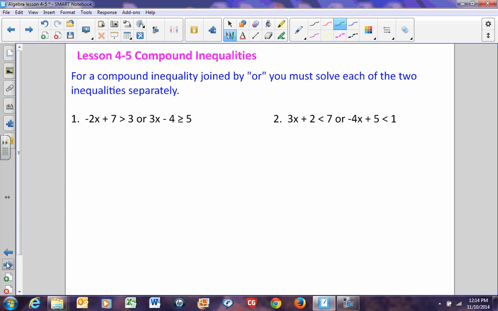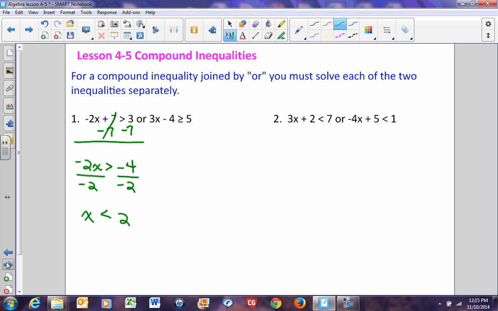Alright, for a compound inequality joined by OR, you must solve each of the two inequalities separately and use the word OR. So if we're going to solve these, negative 2x plus 7 is greater than 3, or 3x minus 4 is greater than or equal to 5. You're simply going to solve each one of these two inequalities individually. So negative 2x plus 7 is greater than 3, I need to subtract the 7. So negative 2x, those cancel, is greater than 3 minus 7 is negative 4. Divide by negative 2. And x, we divide by a negative number, so our inequality sign switches, is less than 2. That's part of it.